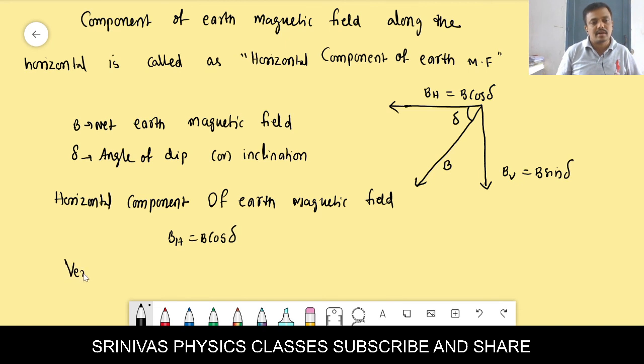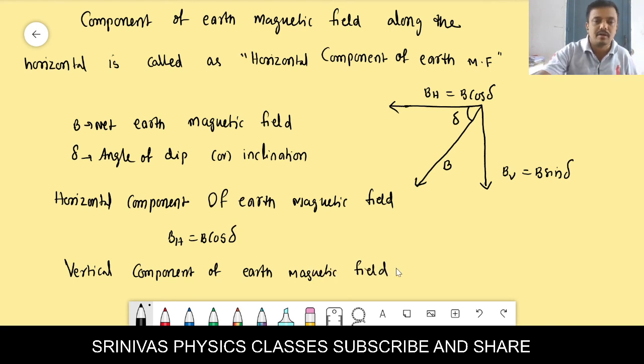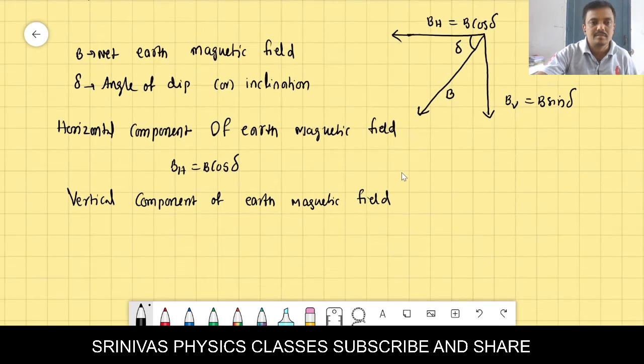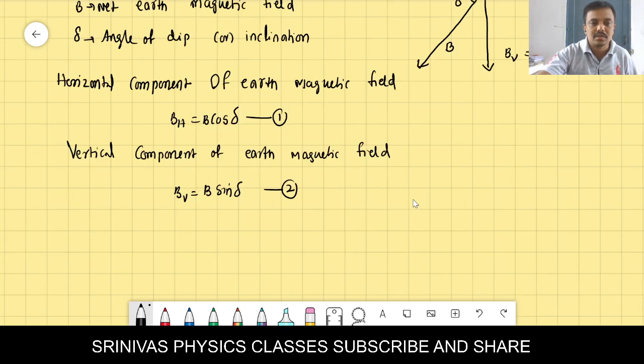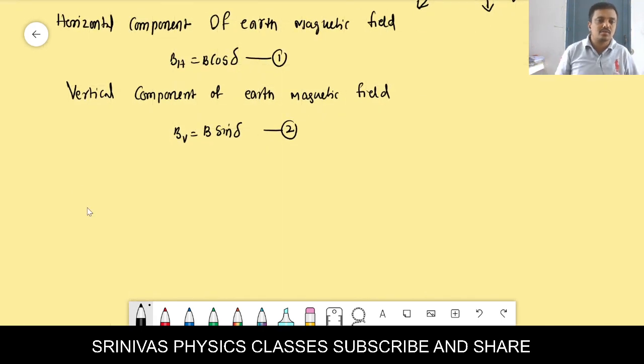Next, the vertical component of earth magnetic field. What is the vertical component of earth magnetic field? That is BV. We write it as B sin delta. This is equation 1 and this is equation 2, right? Let us divide equation 2 by equation 1.